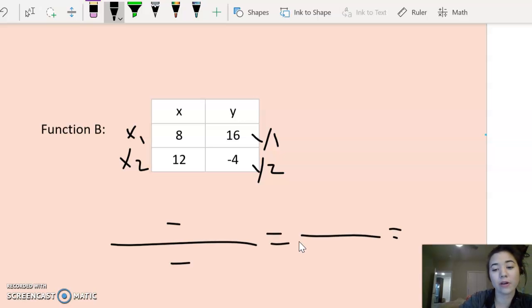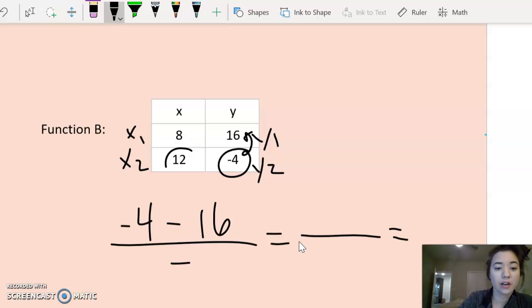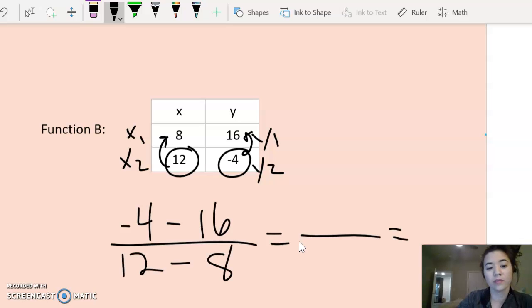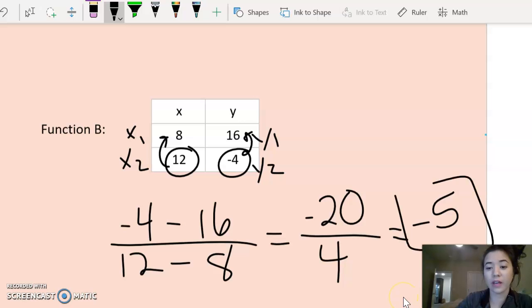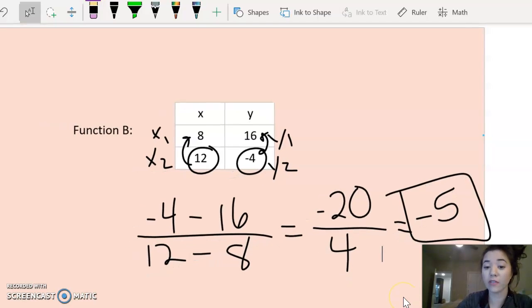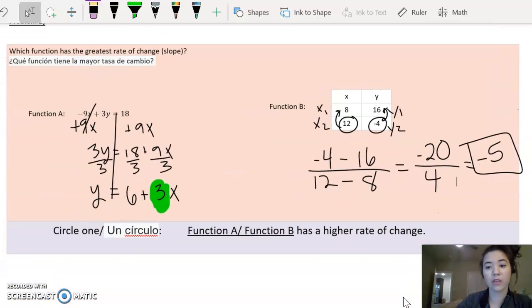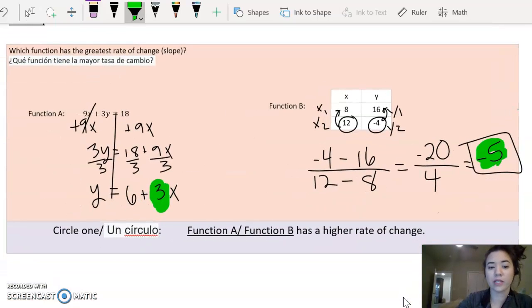All right, go ahead and pause me and calculate the slope or rate of change of our table. Come back when you're done. All right, so we take our y2 minus our y1, so negative 4 minus 16. And then we take our x2 minus x1. Negative 4 minus 16 gives us negative 20. 12 minus 8 is 4. So that means we get a slope of negative 5, because 20 divided by 4 is 5, and then opposite sign, so my answer is negative. All right, so then that's my slope of my table.